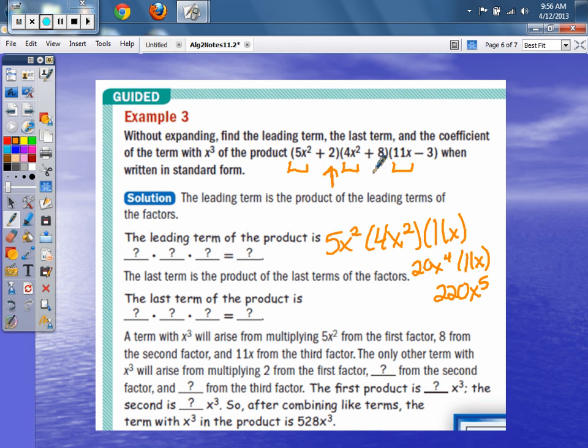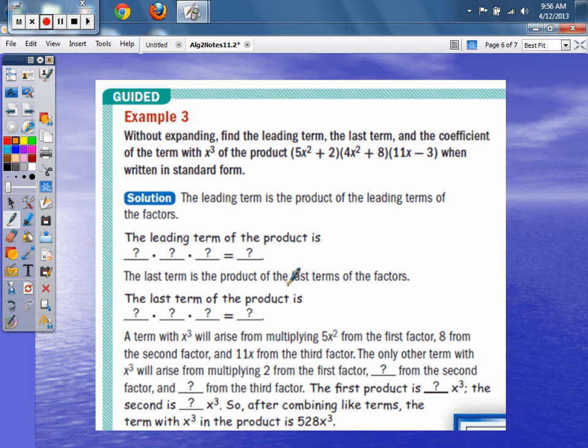So we'll take the 2 times the 8 times the, be careful, -3. And we get 16 times -3, which is -48. Okay, and it says the coefficient of the term with the x to the third. Here's where I'm bad at this. And this one is not as hard as some of them. I will be honest with you.